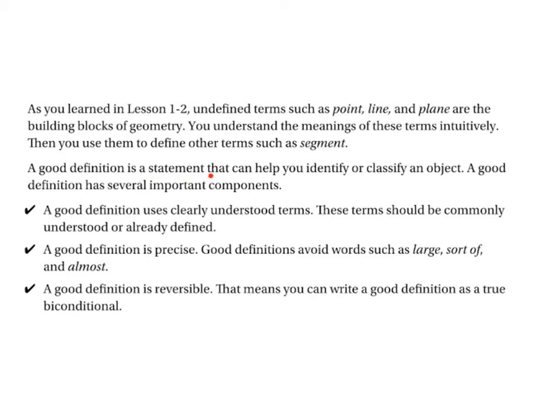A good definition is a statement that can help you classify or identify an object, but you have to know whether something fits in that group or not. So a good definition has several important components. It uses clearly understood terms, and you'll see some imprecise and unclear terms. These terms should be commonly understood and clearly defined. And it is precise. Good definitions don't use words like large, sort of, or almost, where you're not really sure if you're in or out of that group. And a good definition is reversible, meaning you can write it as a biconditional. Let's apply this.